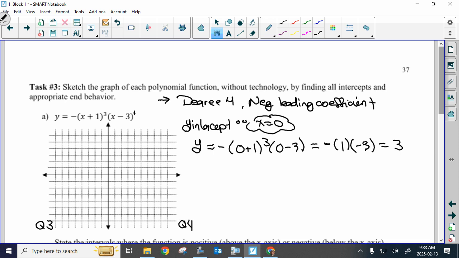So I've got a y-intercept, and I'm going to use this notation because I didn't label it as p of x. So I know I'm going to have a 0 and 3.